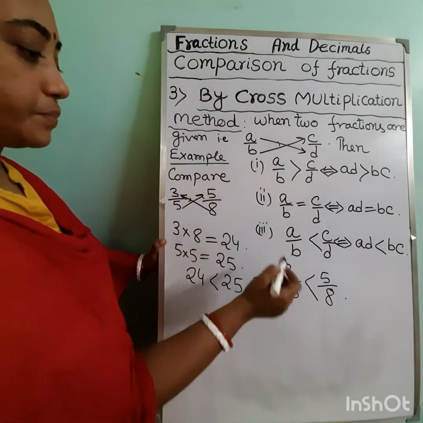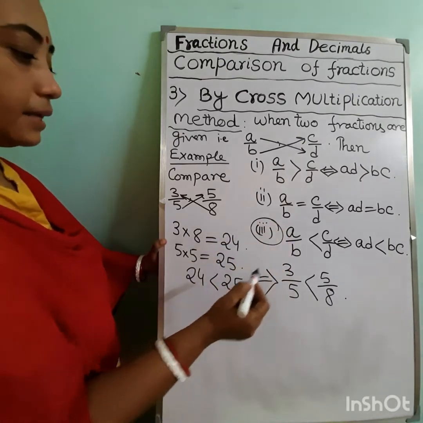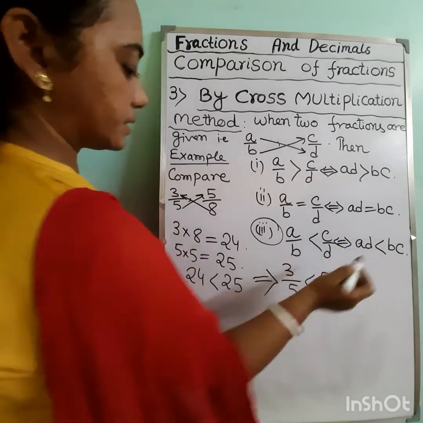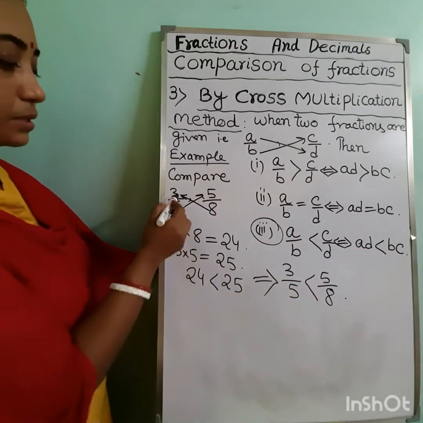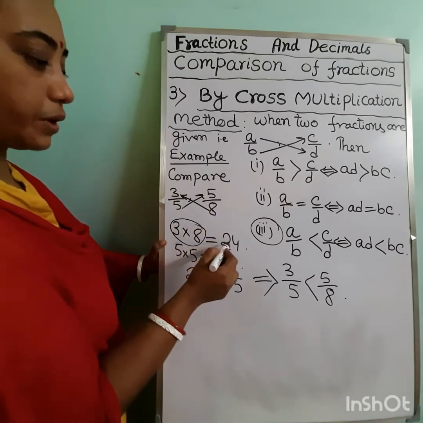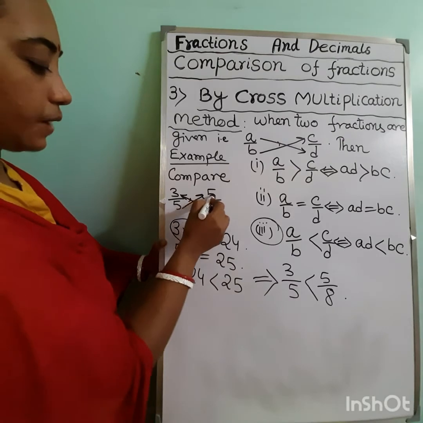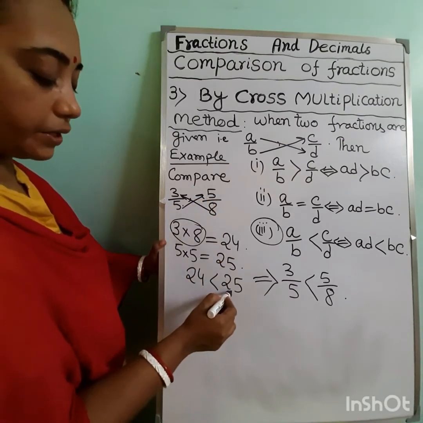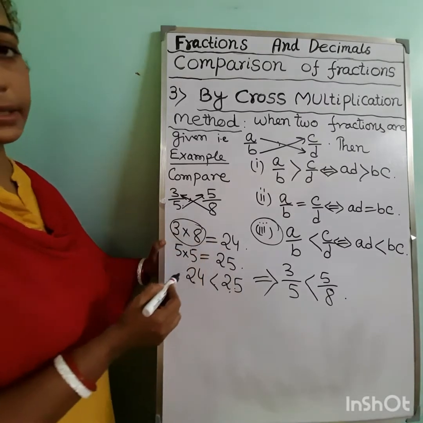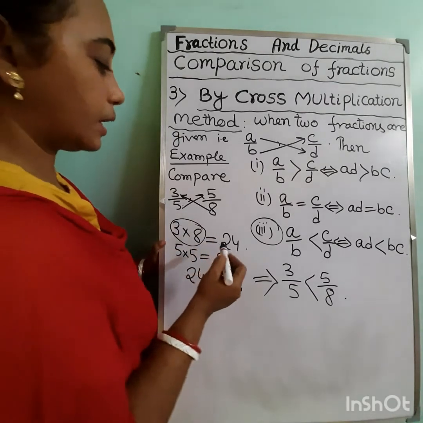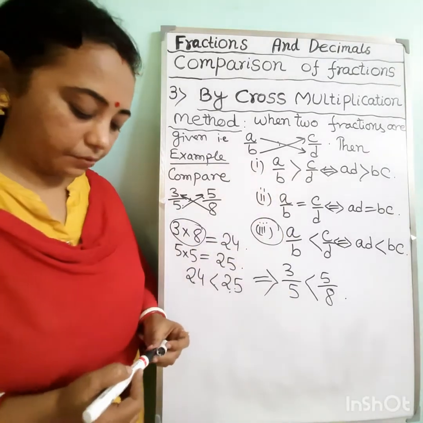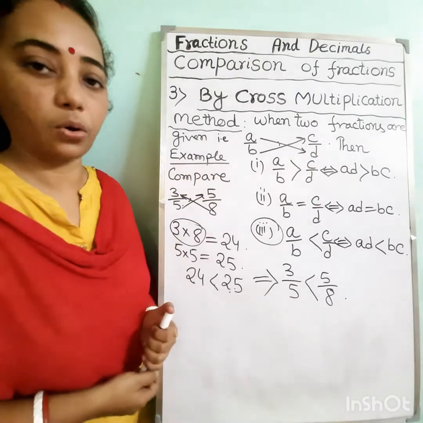This one, the third one, that A by B less than C by D implies and is implied by AD less than BC. So here AD means 3 into 8, that is 24, and BC means 5 into 5, that is 25. So here AD is less than BC, that means 3 by 5 is less than 5 by 8. So any question we can try with this method when two fractions are given. We can easily compare with this method.